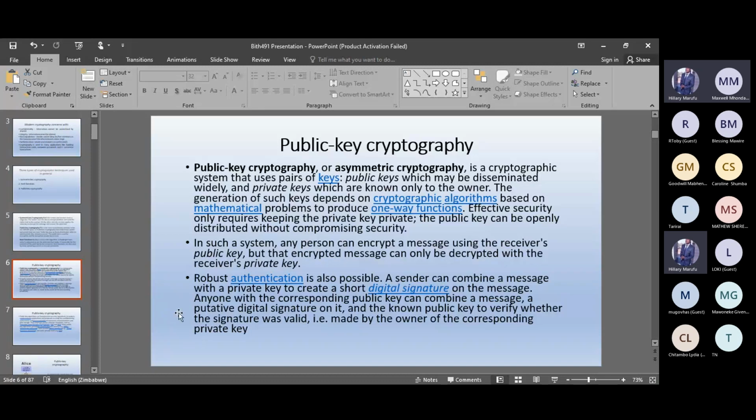Hash functions and public key cryptography gave birth to digital certificates. A sender can combine a message with a private key to create a short digital signature. What's a digital signature? What's a digital signature, guys?